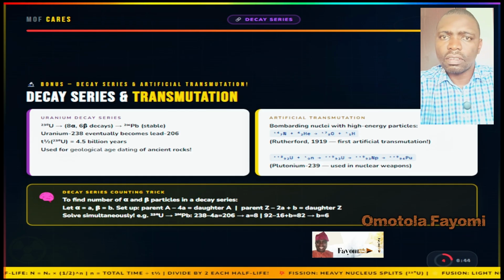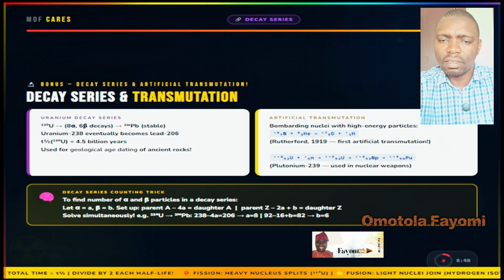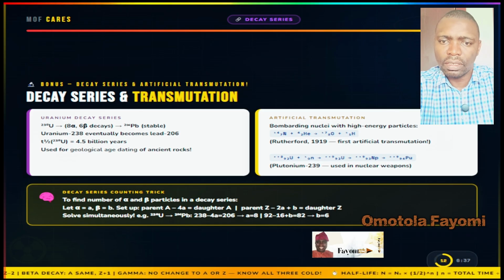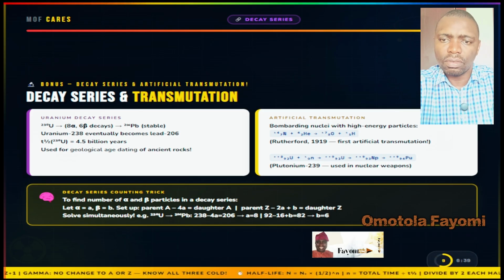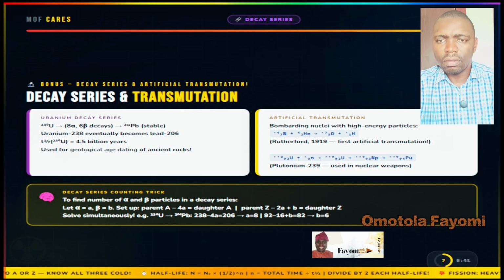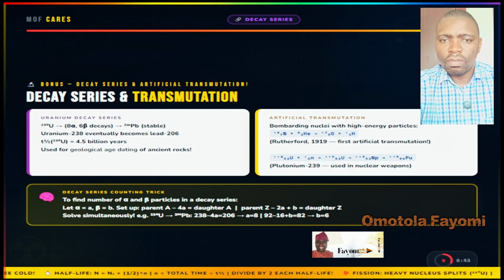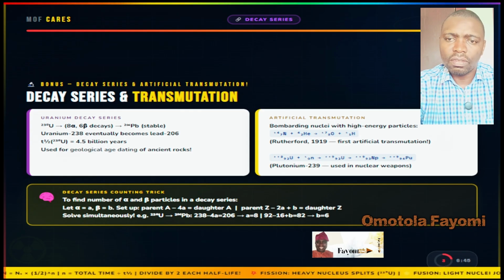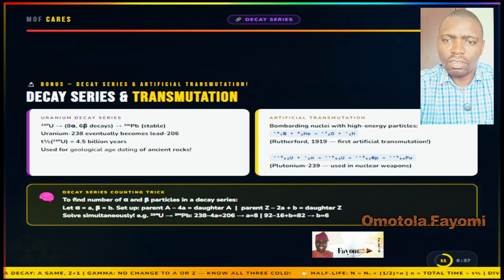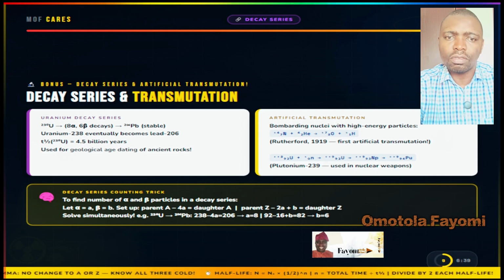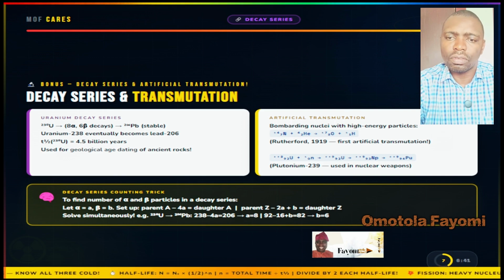What about artificial transmutation? In 1919, Ernest Rutherford achieved the first ever artificial nuclear reaction. He bombarded nitrogen-14 with alpha particles and produced oxygen-17 and a proton. This was the first time one element was artificially converted to another. Bombarding uranium-238 with neutrons can produce plutonium-239 through a series of beta decays. This is how nuclear reactors produce plutonium as a byproduct.